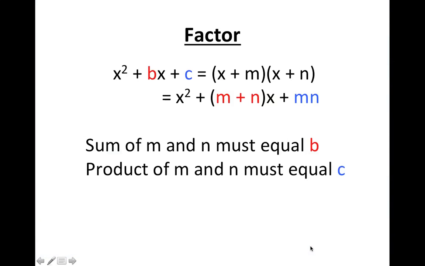So when we are factoring, it's doing FOIL backwards. We need two numbers that multiply to be c, but add to be b. And we're going to put those into two parentheses. So again, we need a sum of m and n that must equal b, and the product of m and n must equal c.